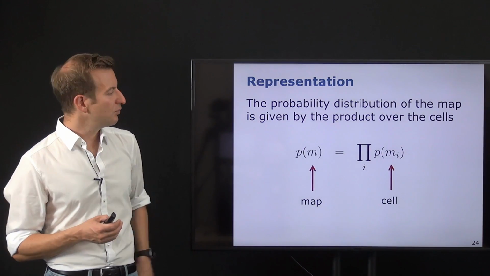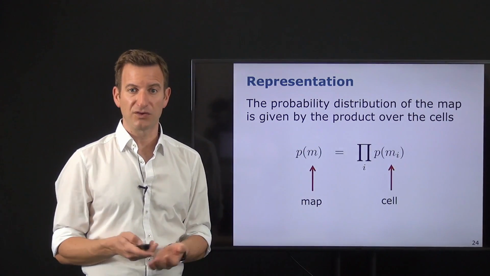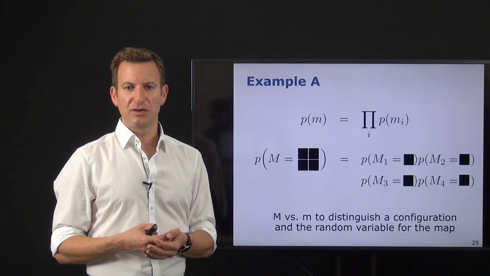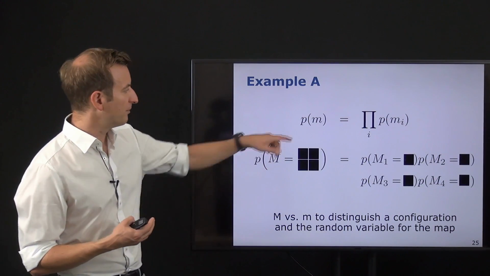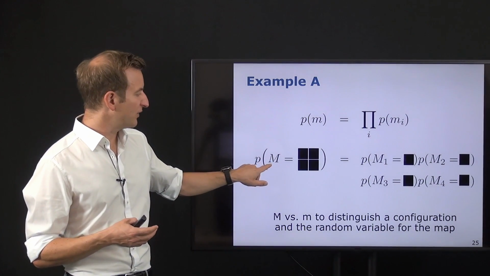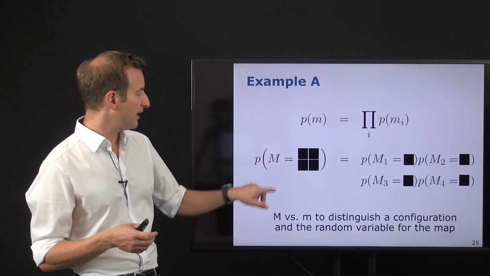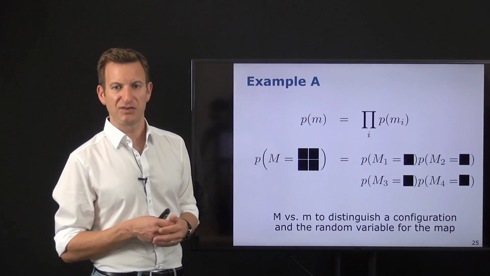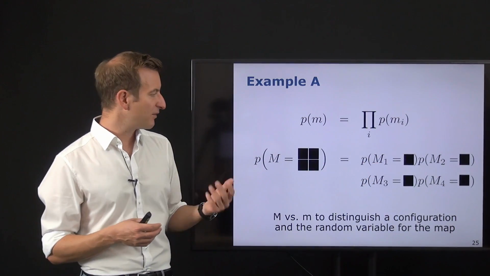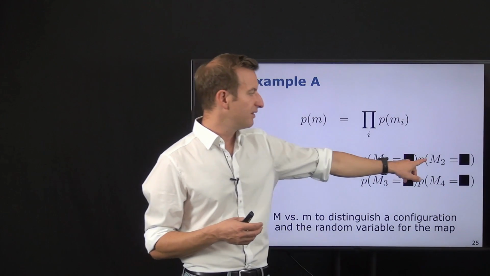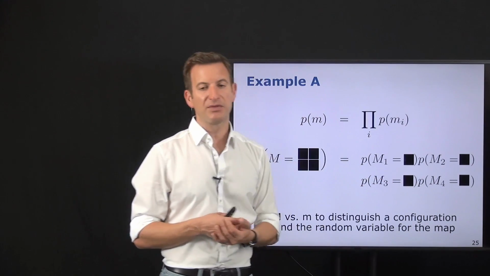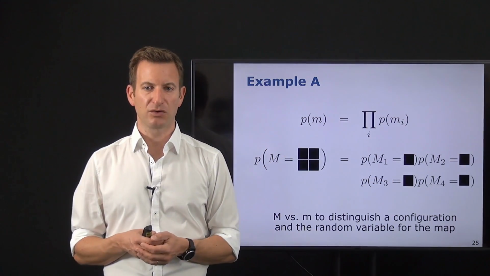Okay, so let's look into a concrete example where we look at maybe 4 cells. What you see here on that slide is a map consisting of 4 cells, and so P of M is a product of the individual cells. So if you want to ask the question, are all those 4 cells occupied, which is just for illustration purposes done in this form, it means: is the random variable representing cell number 1 occupied, times the probability that 2 is occupied, times the probability that 3 is occupied, times the probability that 4 is occupied.